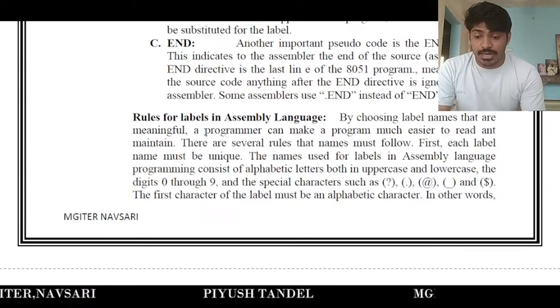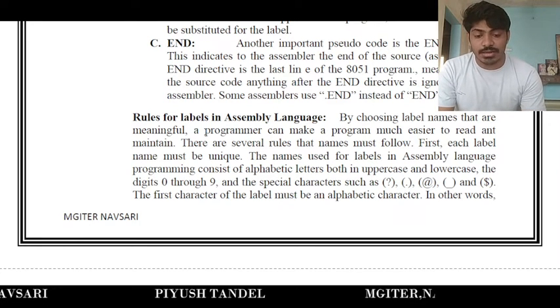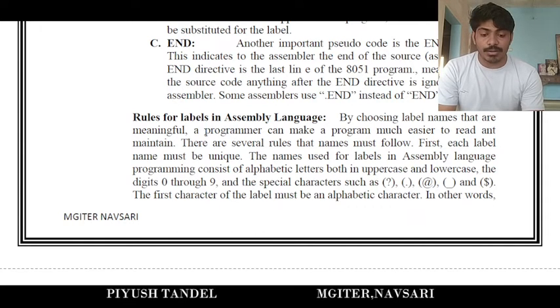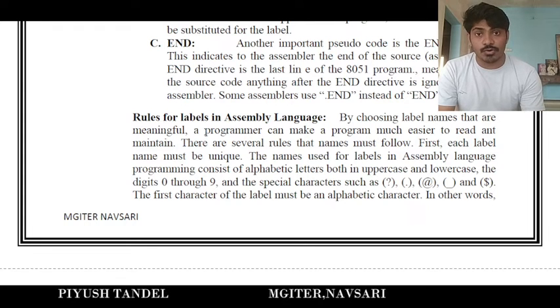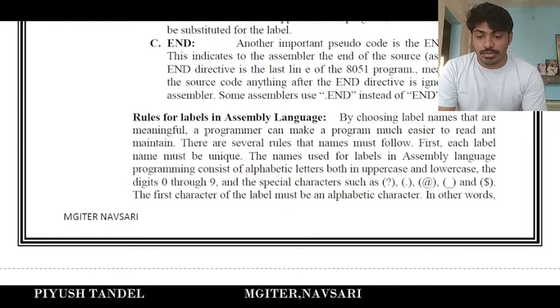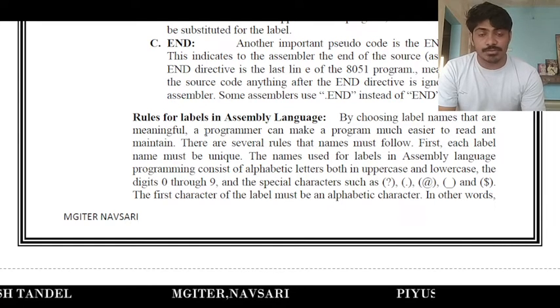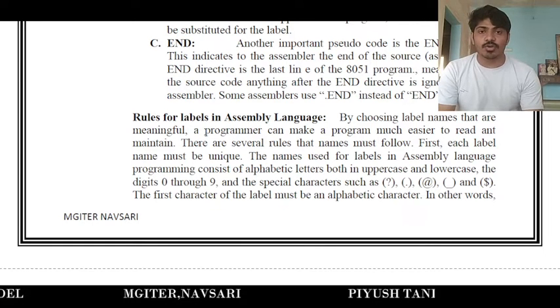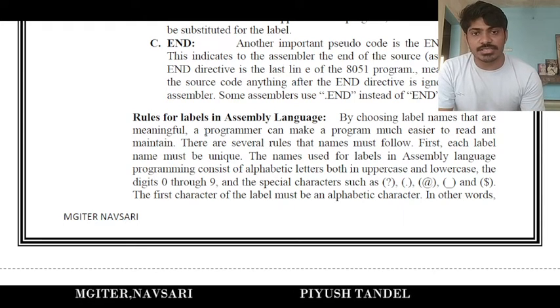Now there are again certain rules for labels in assembly language. By choosing label names that are meaningful, a programmer can make a program much easier to read and maintain. Okay, so it depends on the programmer. There are several rules that names must follow. First, each label name must be unique. If the name is not unique, then the data is going to be overwritten over and over again. So we need to keep each name unique.